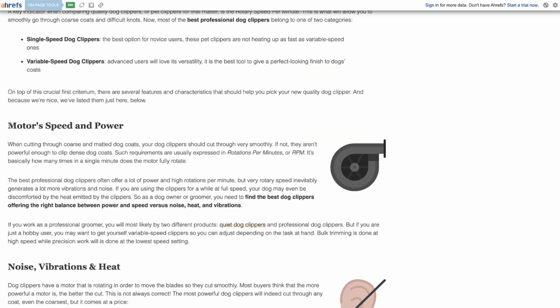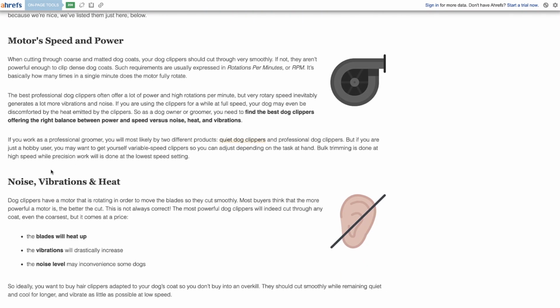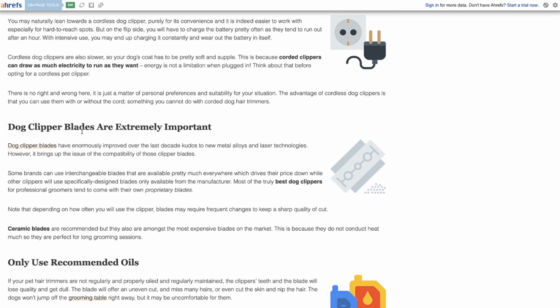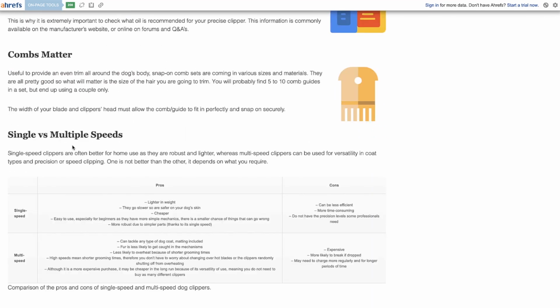Just to clarify on this, things you need to consider are going to be motor speed and power, noise, vibration and heat, size and weight, corded and cordless dog clippers, blades, oils, combs, single and multiple speeds. And what you want to do a lot of the time when you're putting all these things in is put the general things that people need to consider, but then also put a few things that people wouldn't usually think of, things that they might be surprised at when they read and think, oh well, you know what, I never really thought of that, but that's really good. If you can establish that level of quality from the beginning of your post, the likelihood of someone actually believing what you have to say in the product reviews is going to shoot through the roof.